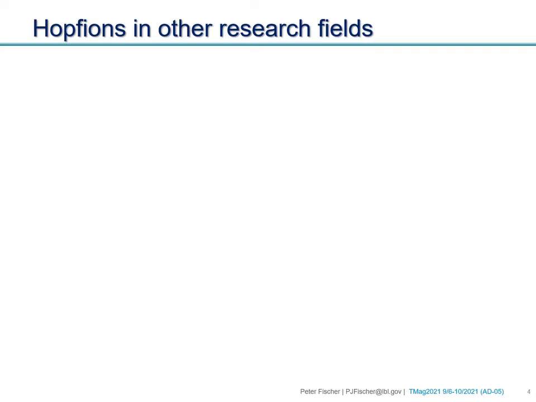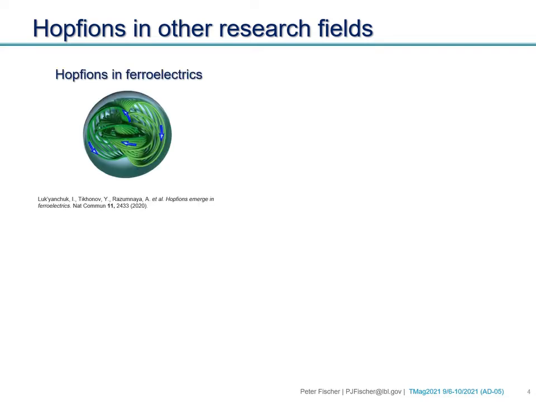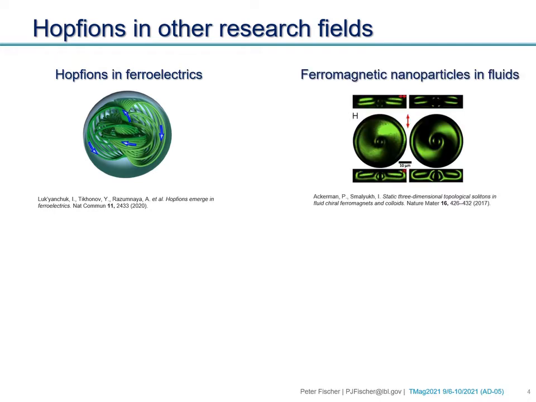Now, these Hopfions started off as a mathematical concept, but they have been looked at in many other research fields right now. For instance, there are recent results showing Hopfions occurring in ferroelectrics. That's the work shown down here, and of course there could immediately be a connection to multiferroics, which is another interesting class of materials. Then, of course, Schwalyuk and others have looked into Hopfion textures in fluids and in colloids, and chiral ferromagnets as well.